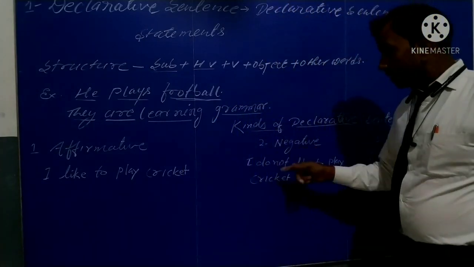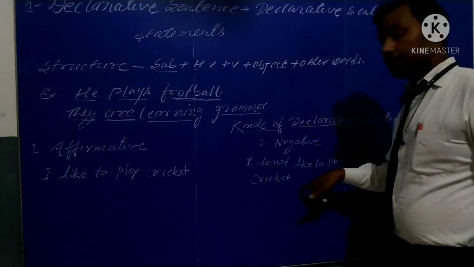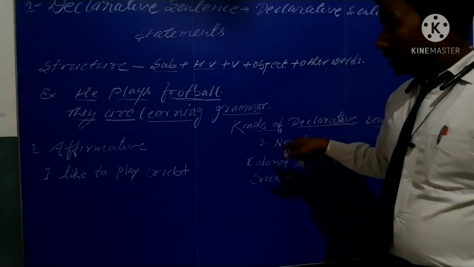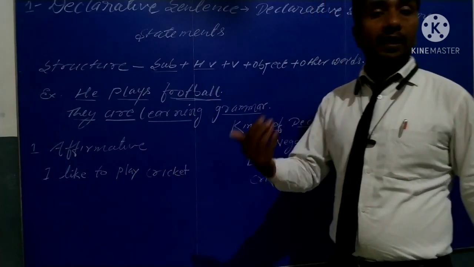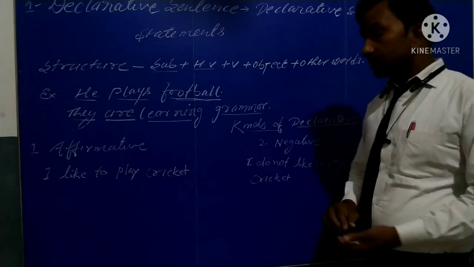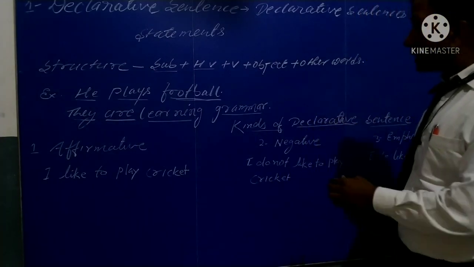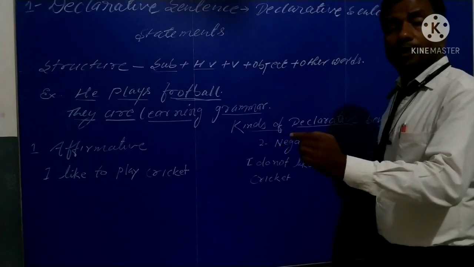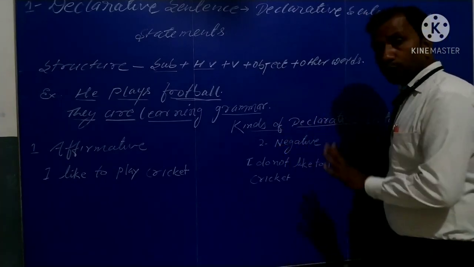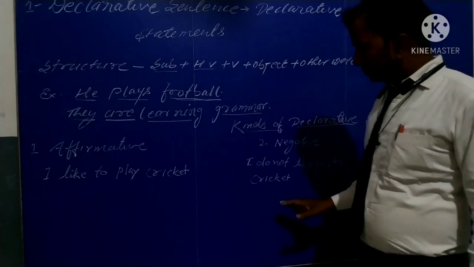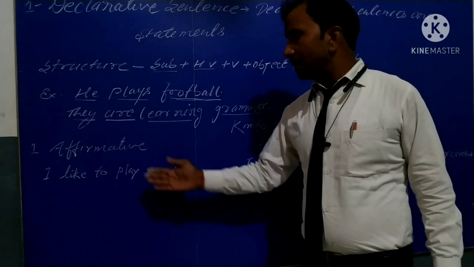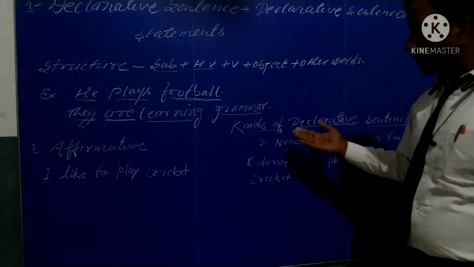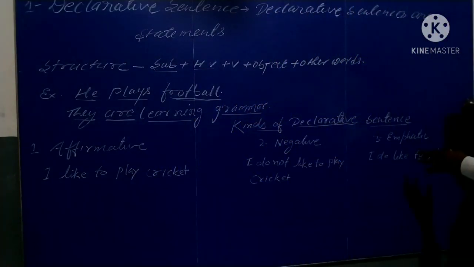Here, negative: I do not like to play cricket. That means here the negation is put. यहाँ पर एक negation word do not fill कर दिया गया है, जिससे ये show करता है कि this sentence relates to the negative sentences. Have you got it, student? And you have made a lot of sentences on the basis of affirmative rules and the negative rules. What are emphatic sentences? That is important.